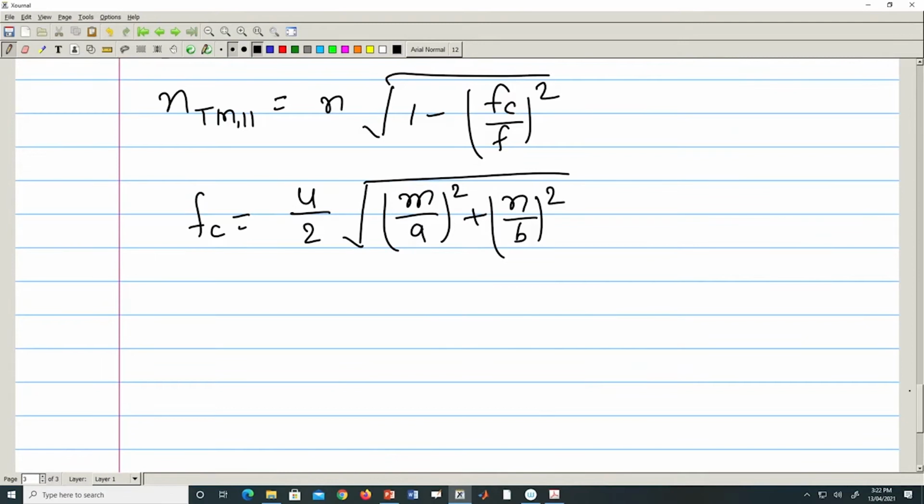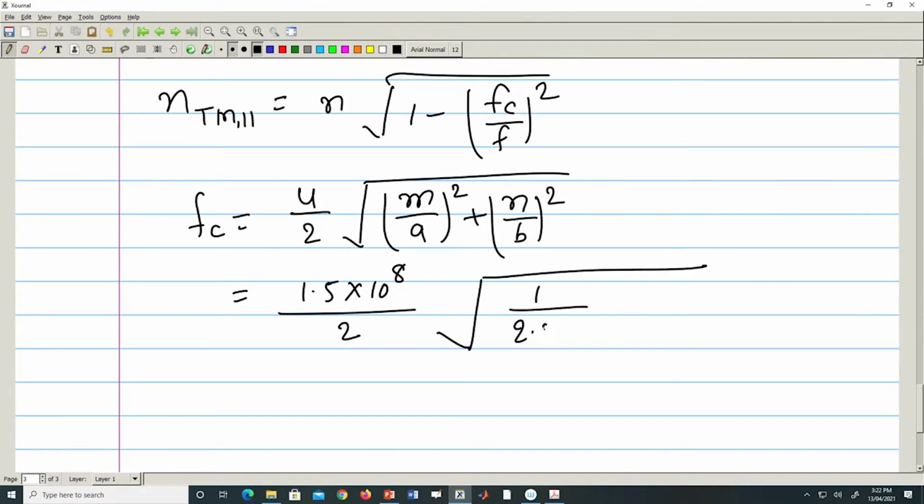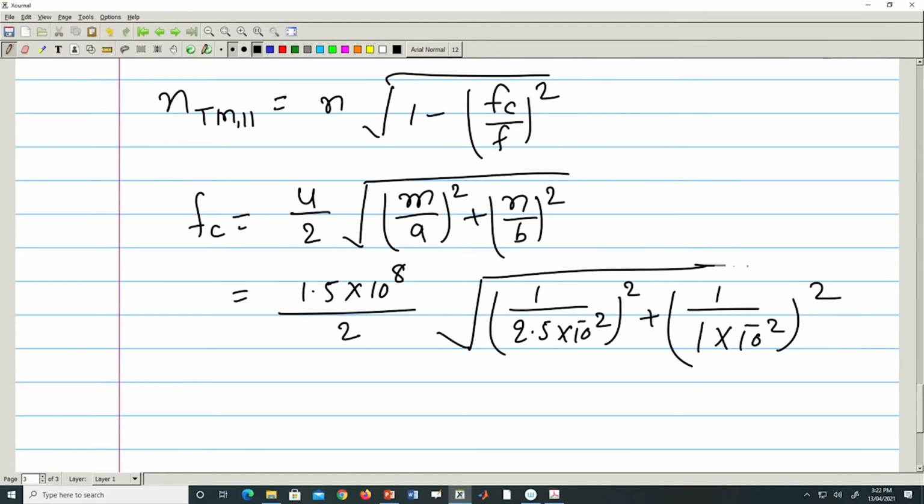So in this case also u will be the same, that is 1.5 into 10 to the power 8 by 2, into the square root of (1 divided by 2.5 into 10 to the power minus 2) whole square plus (1 by 1 into 10 to the power minus 2) whole square. After calculation it will come to 8.08 gigahertz. So this is the cutoff frequency for the TM11 mode.